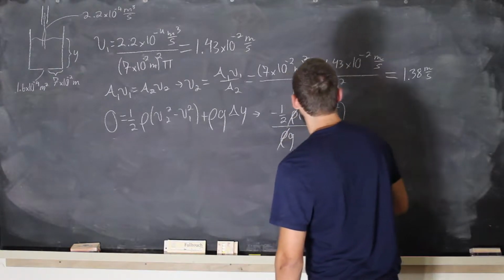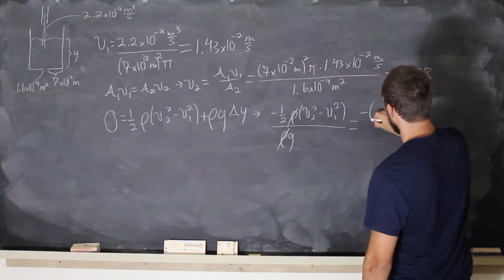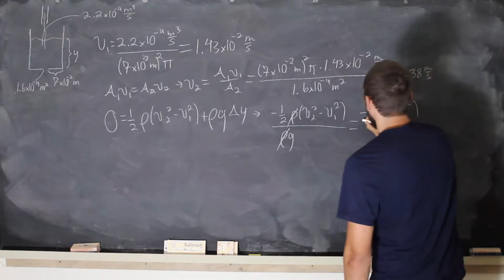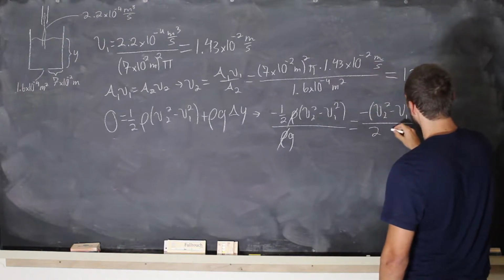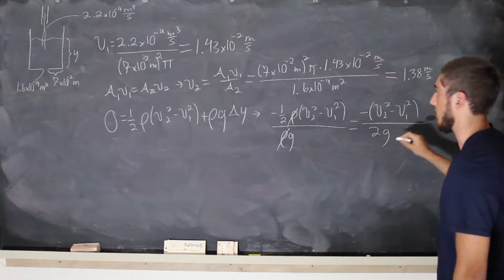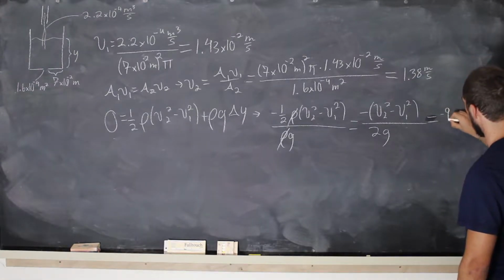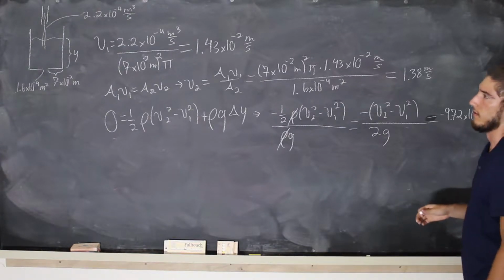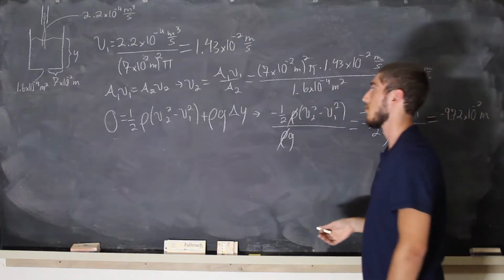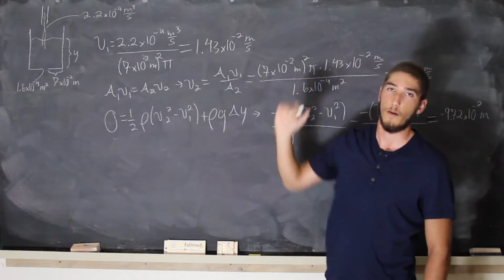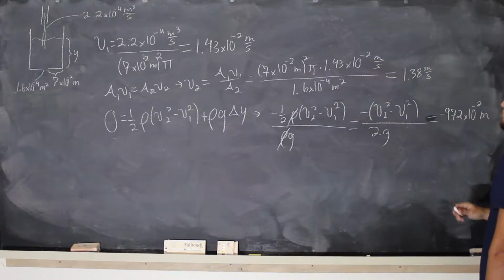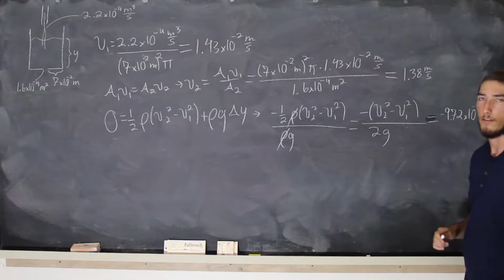Rho cancels out, and we have negative (v2 squared minus v1 squared) over 2g, which is going to be equal to negative 9.72 times 10 to the negative 2 meters. And of course, the only reason it's negative is because in Bernoulli's equation, when we measure change in y and we're going from top to bottom, it's going to be negative, but really the final answer is just 9.72 centimeters. On to the next problem.